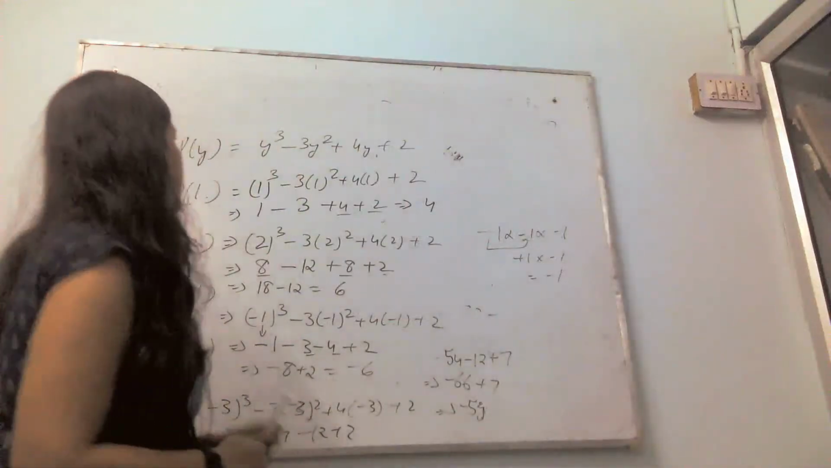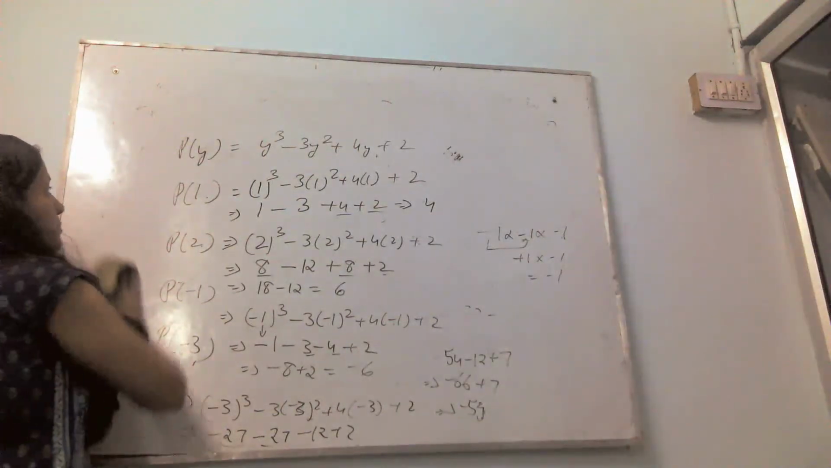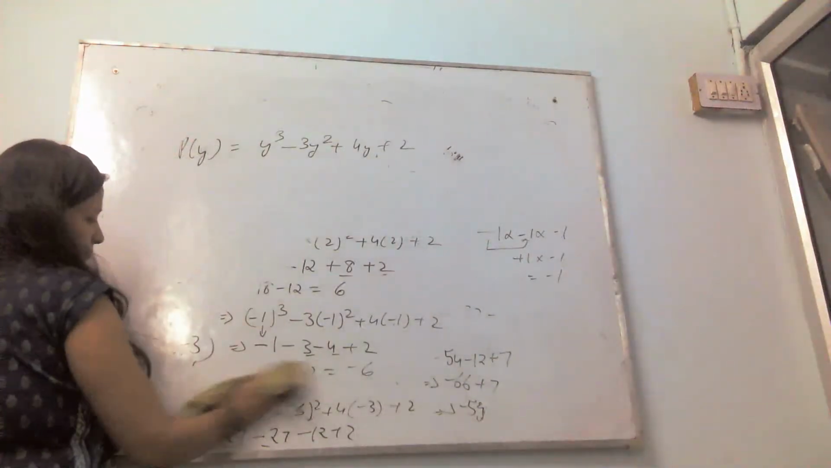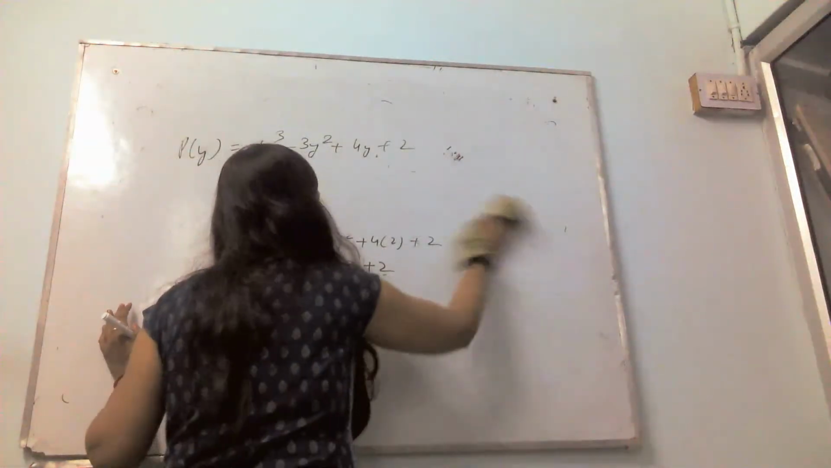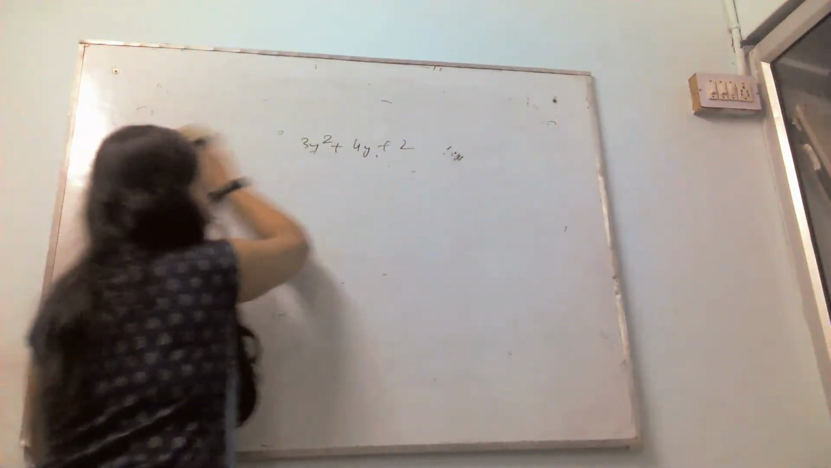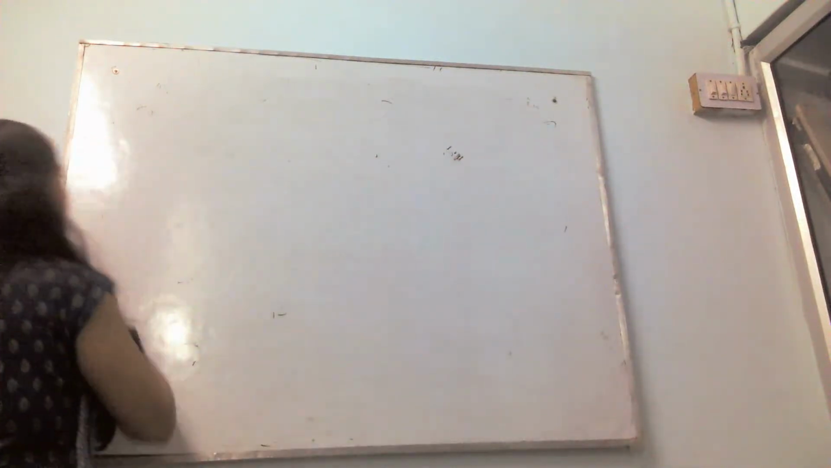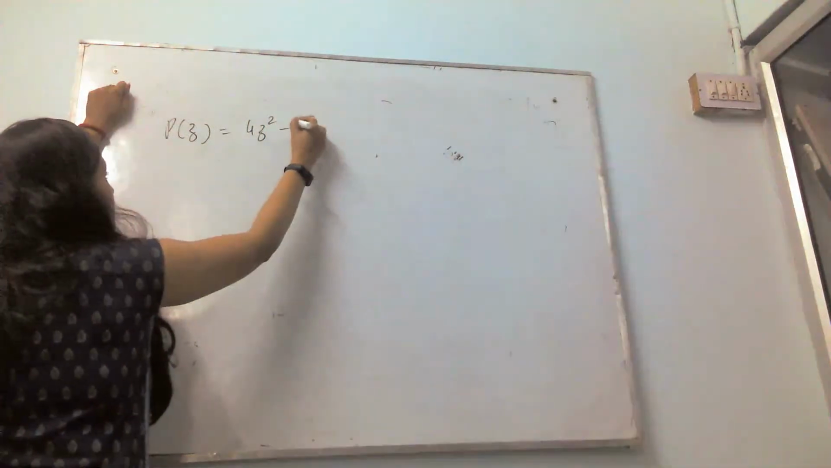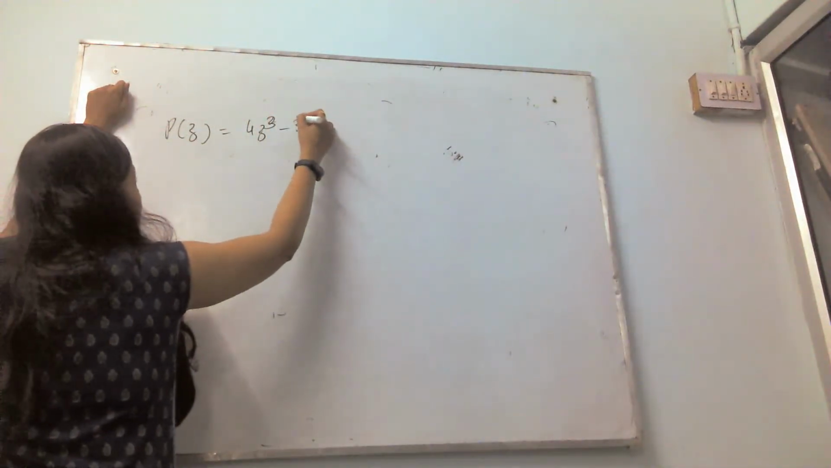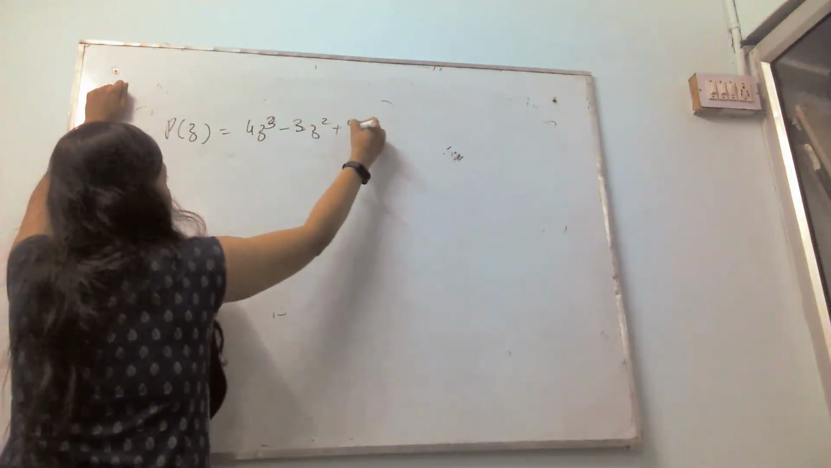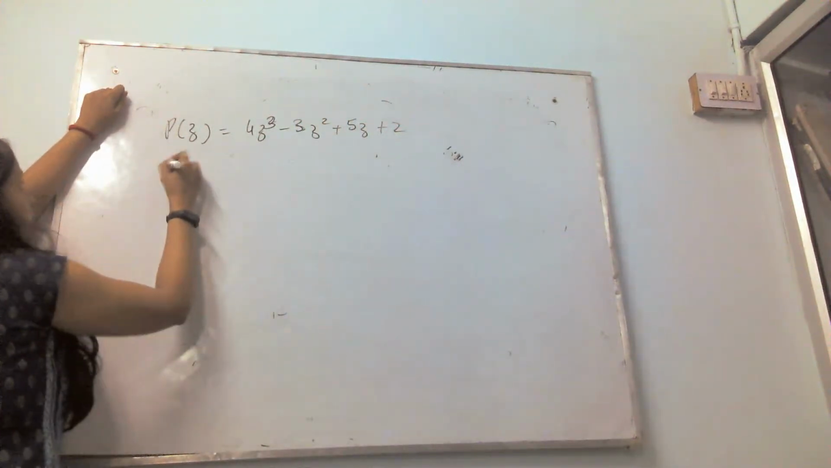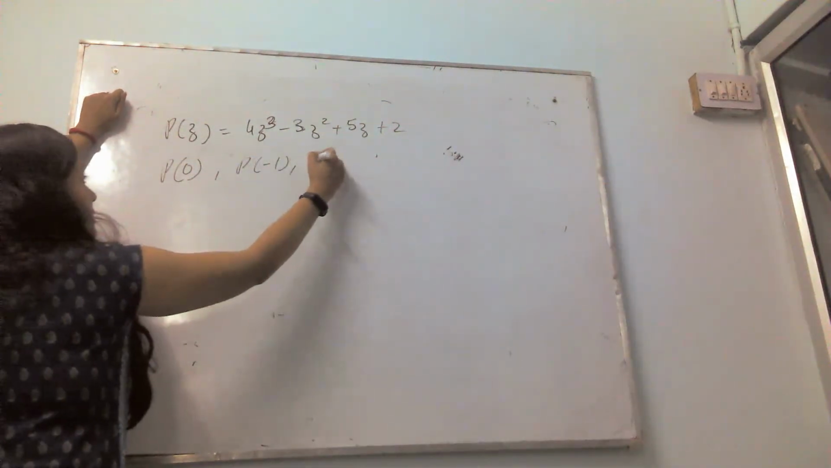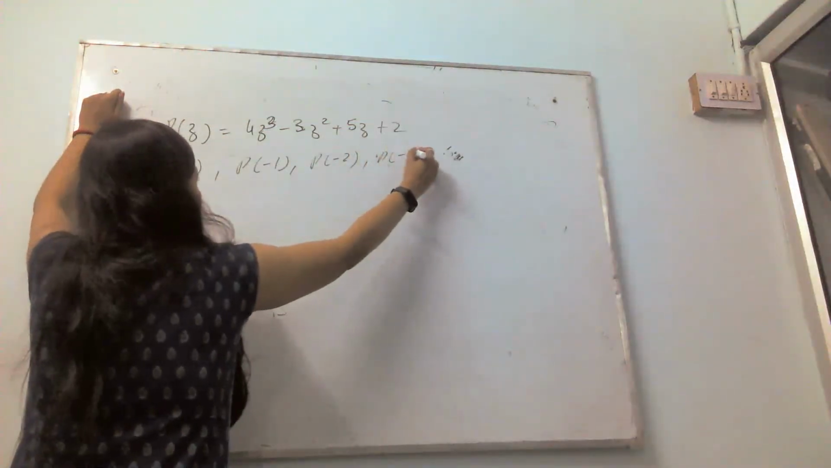Now you understand it. I am writing 4 to 5 questions for homework. You will do it and send it to me by WhatsApp within half an hour after completing the class. A polynomial p(z) equals 4z cube minus 3z square plus 5z plus 2. You have to find p(0), p(minus 1), p(minus 2), p(minus 3).